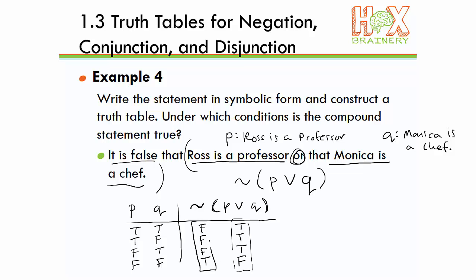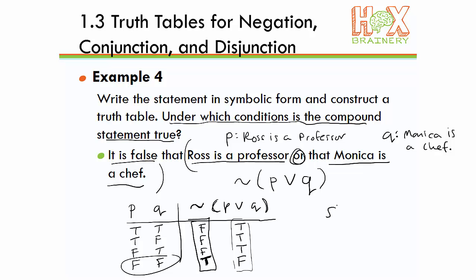And then, like I did before, we're going to box that in. That's our answer column or main column. So this question here, under which conditions is this compound statement true? So that only happens at the end there. That's the only place where you have a true statement. And that's in case 4 when both P and Q are false.